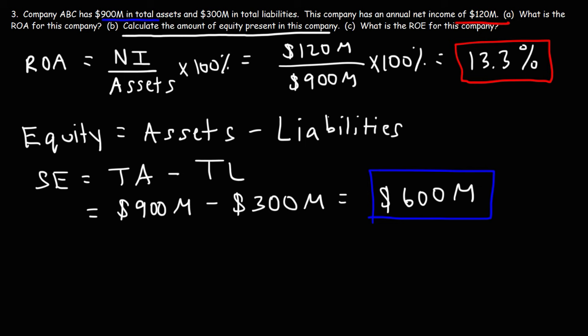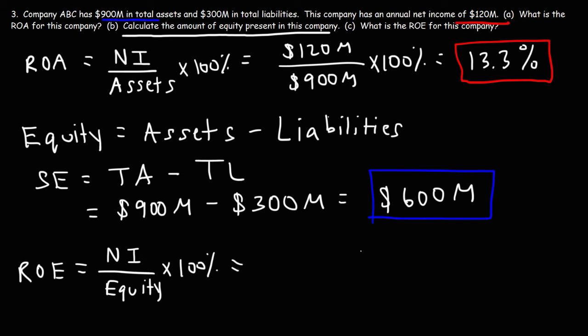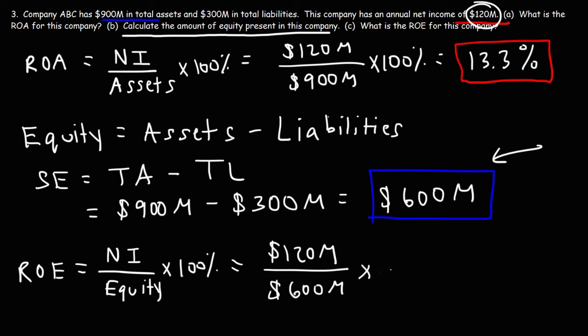Now let's move on to the last part, part C. What is the ROE for this company? So to calculate the return on equity, it's going to be the net income divided by the equity in the company, or the shareholder equity, times 100%. So the net income is 120 million. The shareholder equity is 600 million, and then times 100%.